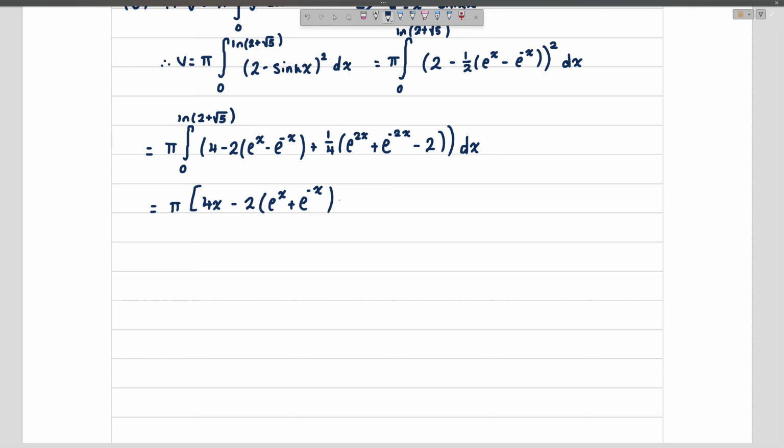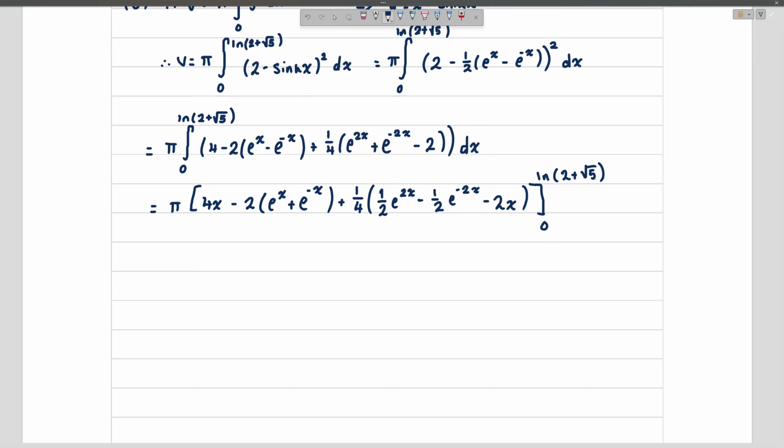And then for this one here, I get 1 over 4 again here on the outside. Now inside the bracket, this is going to be 1 over 2 e to the 2x. For the middle term here, again, just be careful with your signs. I get minus a half e to the minus 2x. And then finally, minus 2x here. Don't forget the limits of integration here, so from 0 to ln of 2 plus root 5.